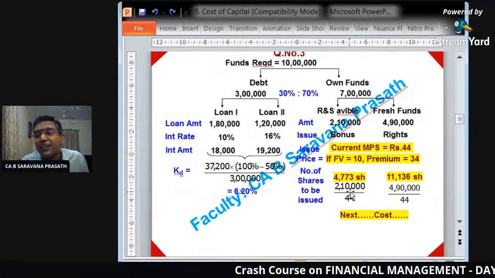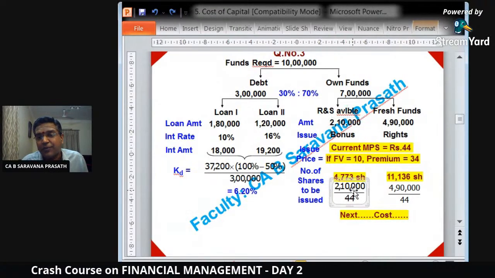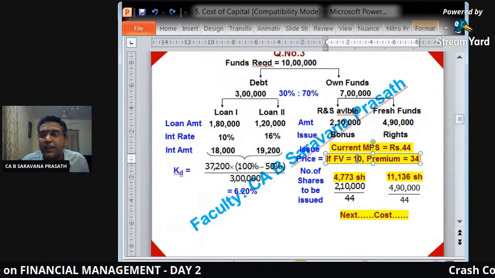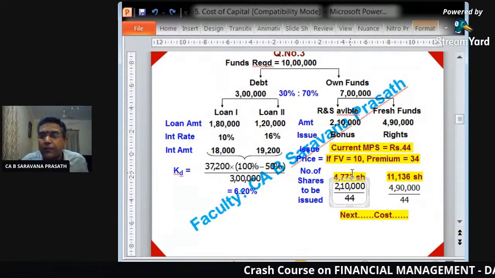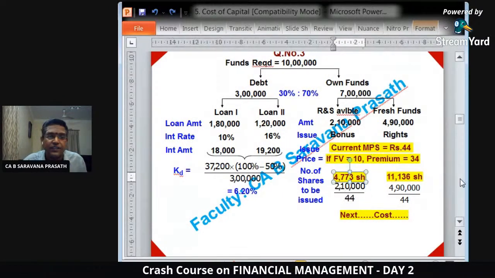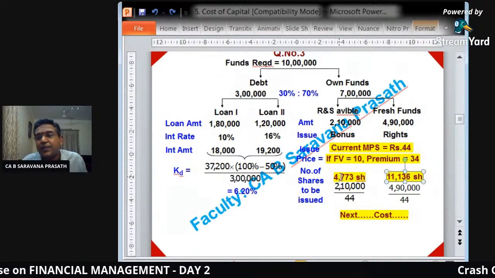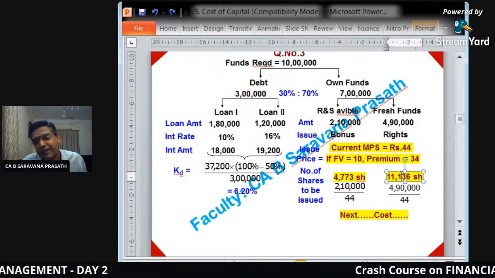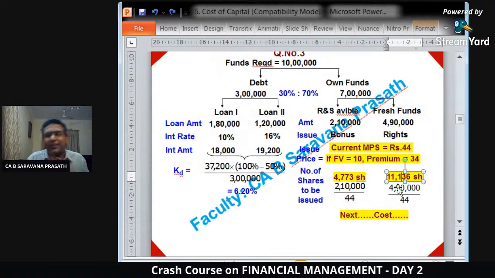Then comes the number of shares to be issued. 2,10,000 divided by 44 rupees. That's the issue price. You should not divide by face value. You should divide by the issue price. So consequently, 4,773 shares in this case and 11,136 shares in the second case. This will be the bonus issue followed by the rights issue. This will be the order. So this is the answer to the first part of the question.